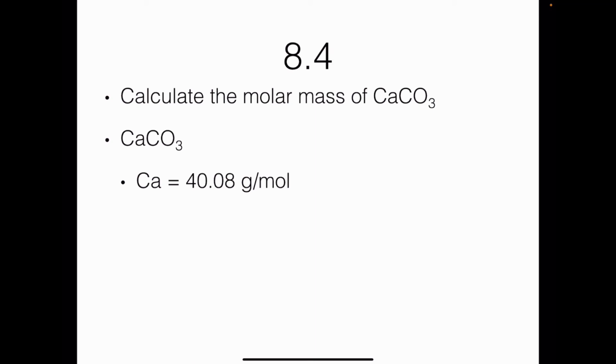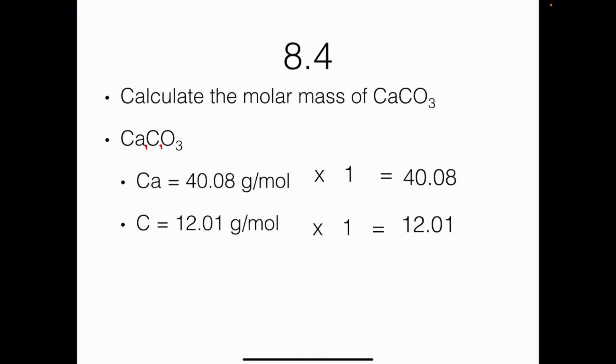So for calcium, looking at the periodic table, this has a mass of 40.08 grams per mole. How many are in this formula? Just 1. So that 1 contributes 40.08. For carbon, 12.01 grams per mole. How many are in this formula? Again, just 1. And a lot of people will look at this and say 3, but remember the subscript, unless it's outside of parentheses, only applies to the element that it's immediately attached to. So 1 carbon atom is 12.01 grams per mole.